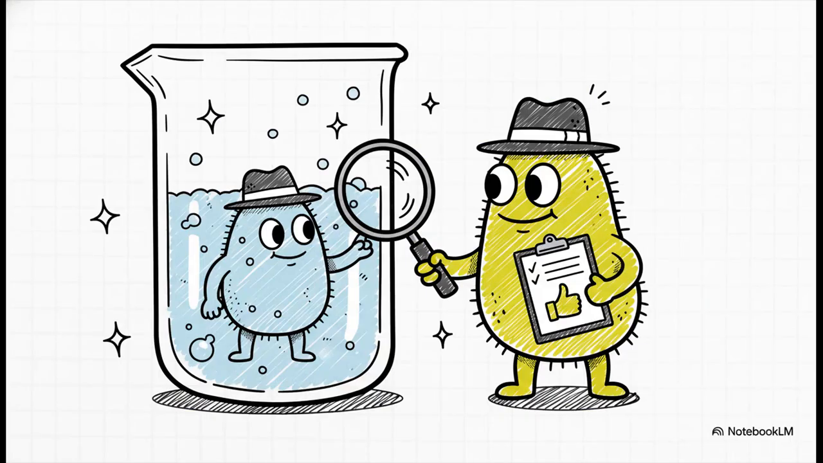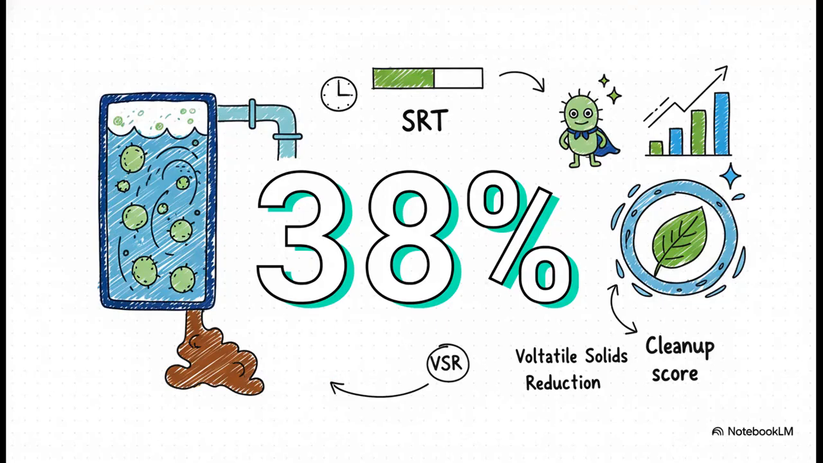Let's go back to our analogies, because they're pretty helpful. If the SRT is the microbe hotel's minimum stay, then the VSR is like the final inspection after they're done. It's the score that tells us what percentage of the mess actually got cleaned up. A high VSR score means a job well done. And you know what? This score isn't just a friendly suggestion. In a lot of places, there are strict rules that say you have to hit at least a 38% VSR. That number is the benchmark that proves enough of the bad stuff has been removed to reduce pathogens and odors, making the final product safe and stable.